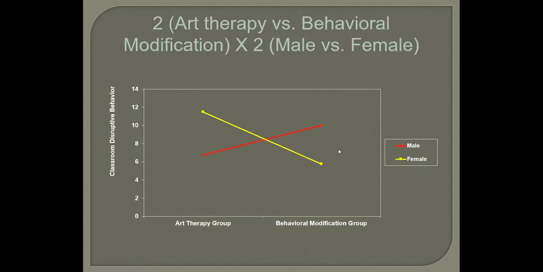Just to simplify things, we're going to cut off the control group and focus on the comparison between males and females at the different levels of therapy. We can see that in art therapy, the females score higher than the males, and in behavior modification, the males score higher than the females. So this is kind of flipping it around.